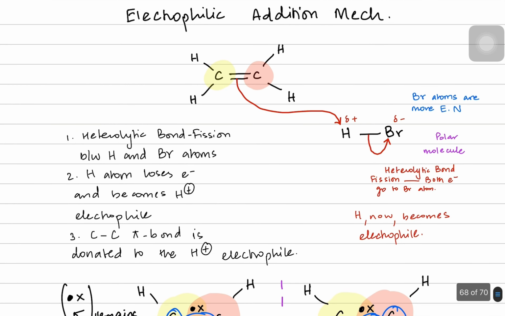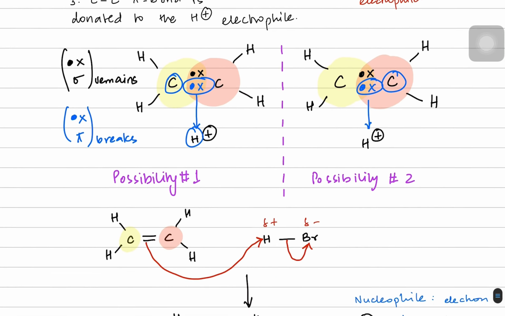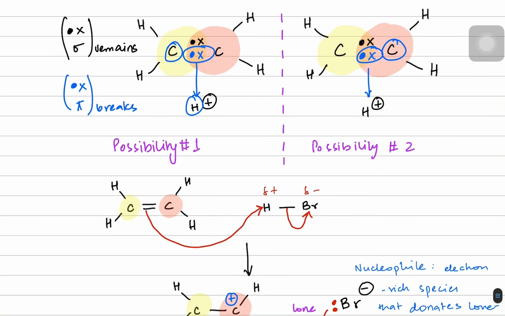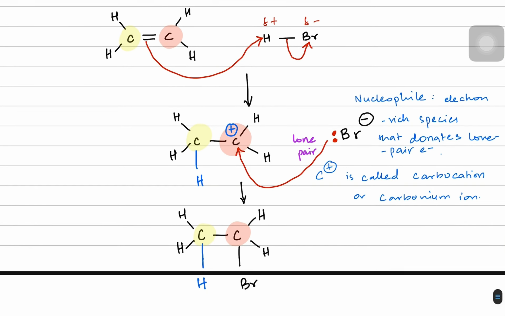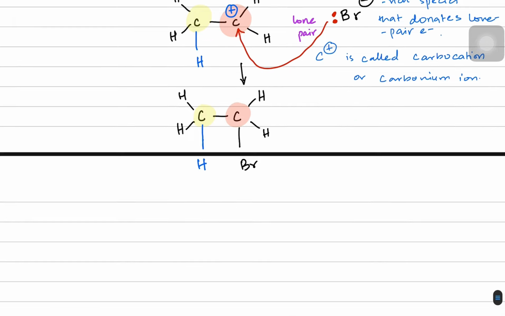We talked about the electrophilic addition mechanism, which begins with a heterolytic bond fission between two atoms. When an atom loses an electron pair, like hydrogen, it becomes an electrophile. Then the carbon donates the pi bond to this electrophile. Between the two carbon atoms, there can be two possibilities. If the carbon on the left makes a bond with the electrophile, then the carbon on the right becomes positively charged. If the opposite happens, then the carbon on the left becomes positively charged. This does not make sense in a symmetrical molecule, but right now we're going to be talking about asymmetrical molecules.